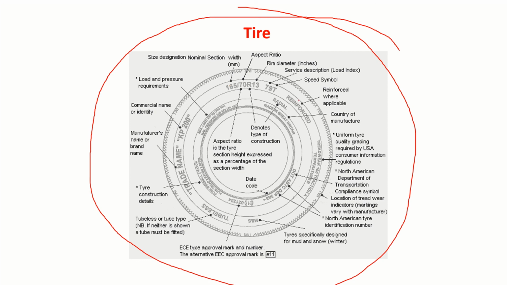Some of the specification, you can very clearly see who made this, when this was made, what are its specifications. Everything will be given here. So load and pressure requirements, commercial name and ID, manufacturer's name and brand, tire construction details, tubeless or tube type or something like that. So ECE type approval mark and number, the alternative ECE approval mark, tires specifically designed for mud and snow. All these details will be available on the tire.